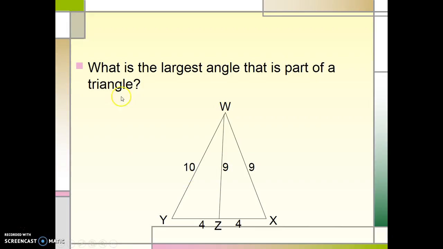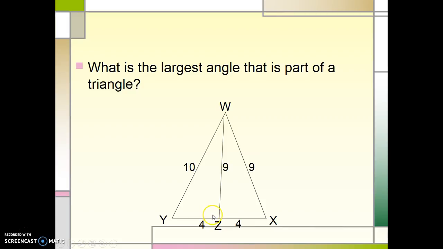Okay. Anyway, what is the largest angle that is part of a triangle here? So let's see, we have a side of 4 here, a side of 4 here. So we have the if part of the statement, good. And then we want to know the largest angle, so we'll use the SSS inequality theorem, the converse one. And we see this is a side of 10. So what do you think that will mean about this angle when this is a side of 9?